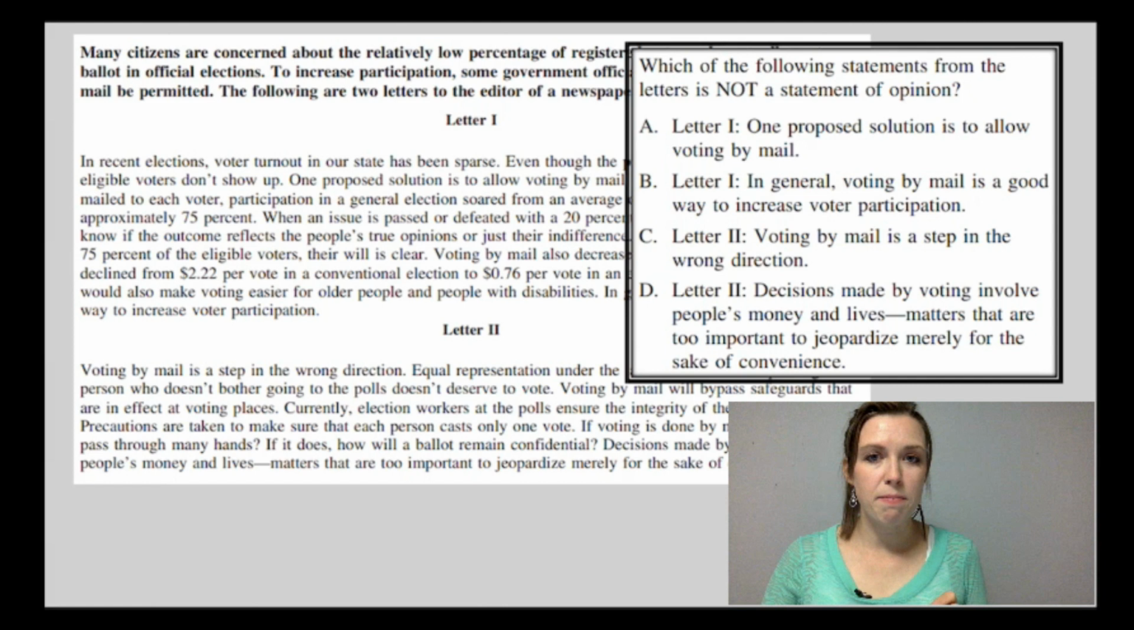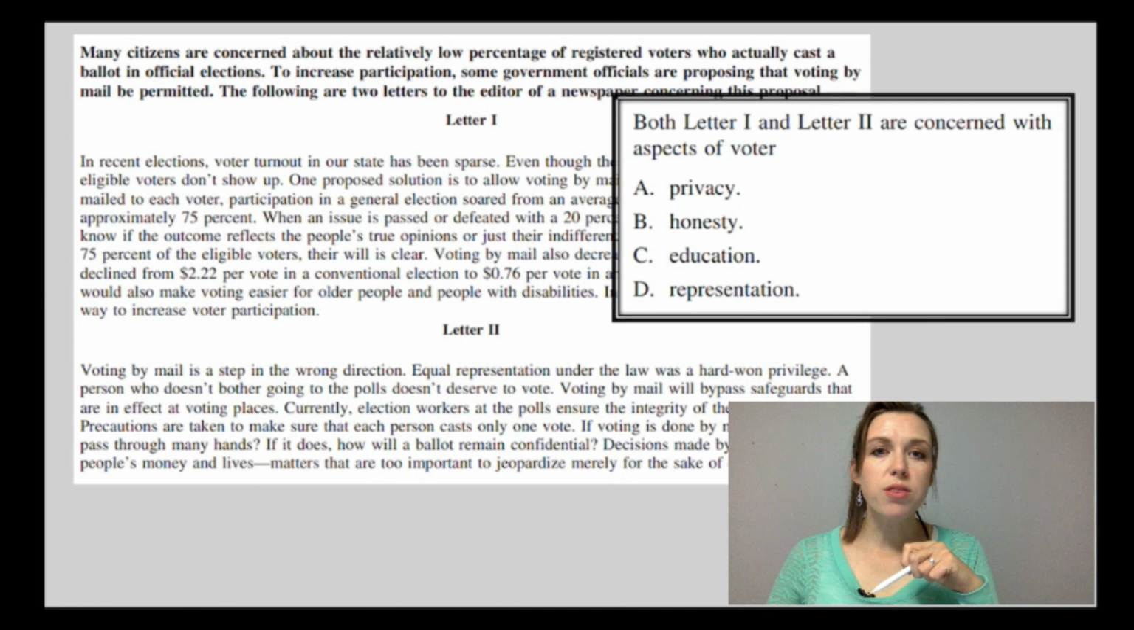Okay, in general, voting by mail is a good way. So here it says good way. Again, words like that are kind of not very concrete. So that's not it. Voting by mail is a step in the wrong direction. Right, that's his opinion. Decisions made by voting involve people's money and lives. Matters are too important to jeopardize merely for the sake of convenience. Right, so that's his opinion as well. So the only one that doesn't have the opinion is one proposed solution is this.